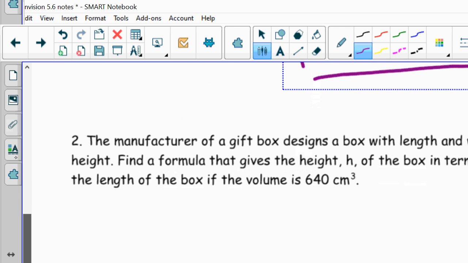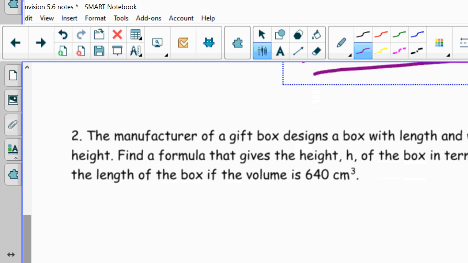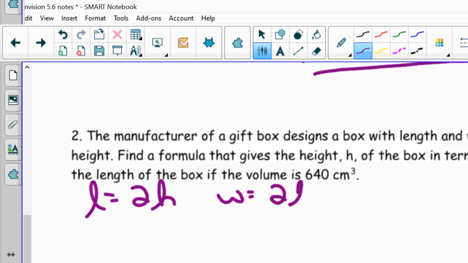And the last word problem. The manufacturer of a gift box designs a box with length and width each twice as long as its height. So the length is 2 times the height. The width is 2 times the height. Find a formula that gives the height h of the box in terms of its volume v.